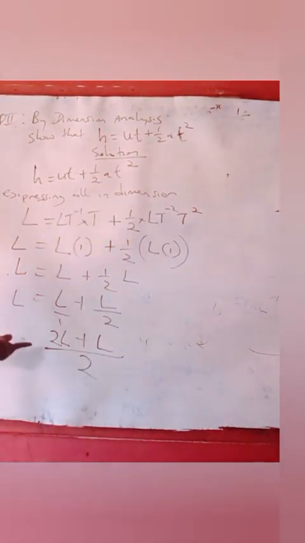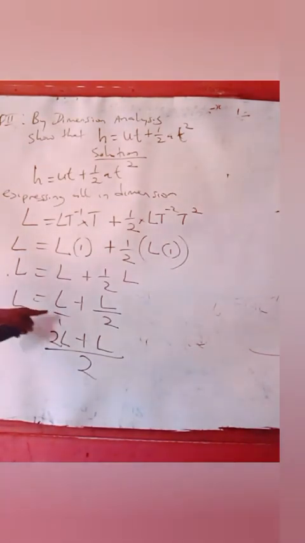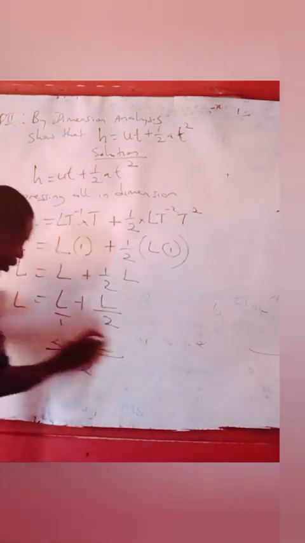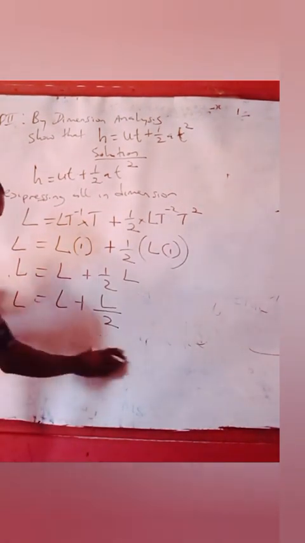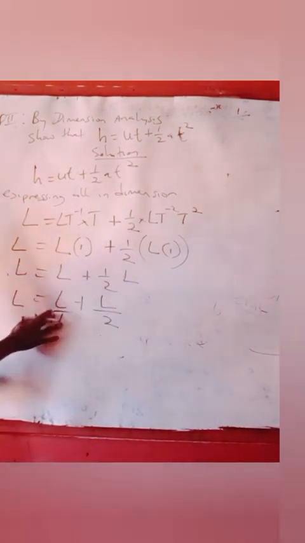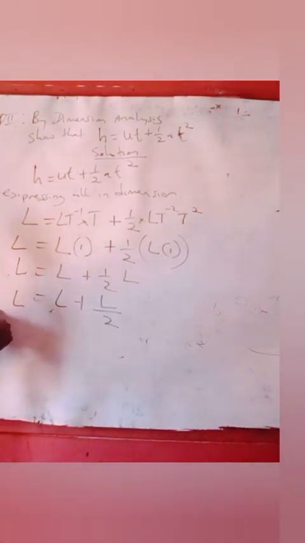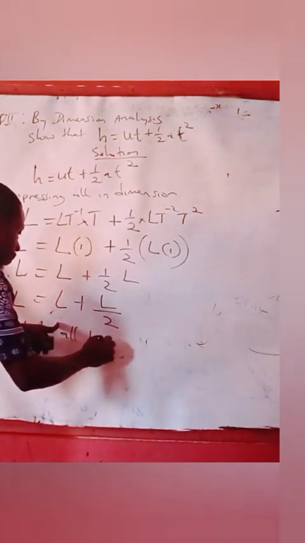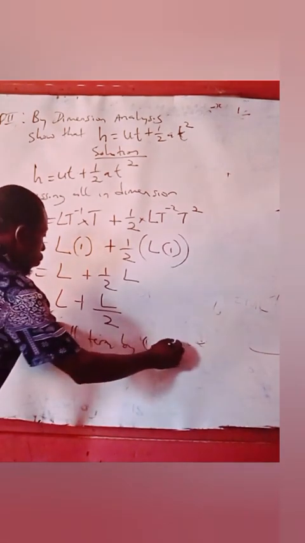If you don't want to work it this way, simply multiply every term on both sides by the LCM. The LCM of this and this is 2. I think that should be the easiest way for you. This is what we have. The LCM of 2 and 1, this is just like 1 here, is 2. So multiply all terms by the LCM, which is what?